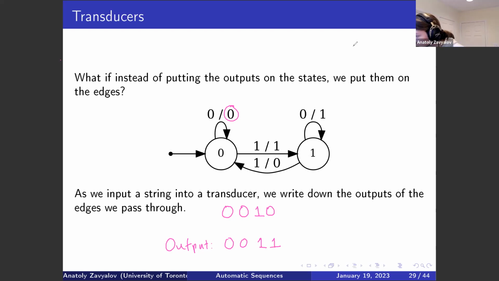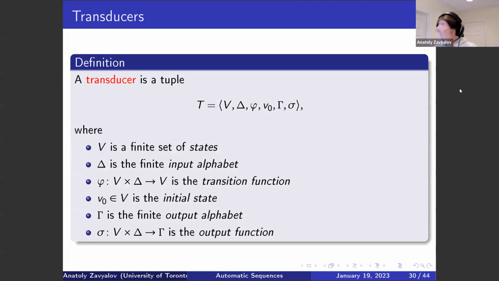So let me stop annotating. Let me clear it. There we go. A transducer is very similar to an automaton with output, except we're changing some of the names of these things. We still have the states, the input alphabet, a transition function, and an initial state, but now instead of having the outputs on the vertices, we now have them on the edges, on a vertex along with an element of the input alphabet.